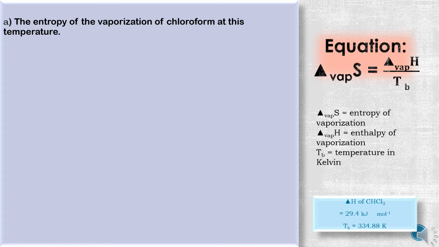Since we already have the information of delta H and the Tb, we just need to substitute the information given into the equation. So, the final result we got is positive 87.79 joule per Kelvin per mole. Why in the final result do we put this positive sign? Because we know that this process is an endothermic process, so the final answer must have a positive sign.